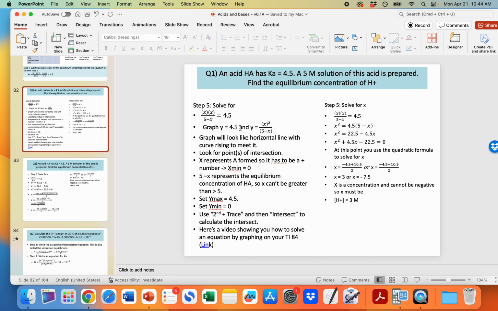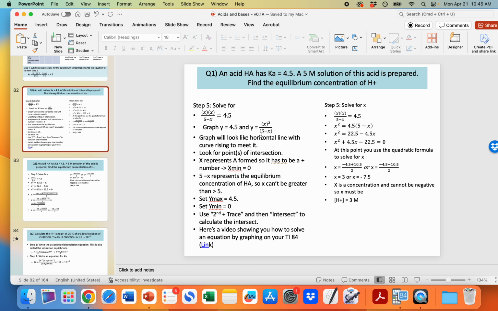Besides putting in these equations, you also want to think about the minimum and the maximum. So x represents a chemical A that's being formed. You can't have a negative amount of a chemical A, so it's got to be a positive number. So x min has to be 0. 5 minus x represents the equilibrium concentration of HA, so basically the amount of chemical HA. And x can't be greater than 5 because 5 minus x cannot be negative.